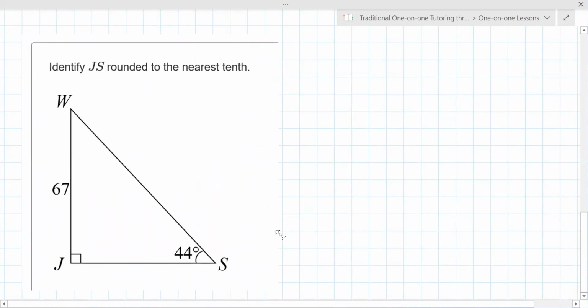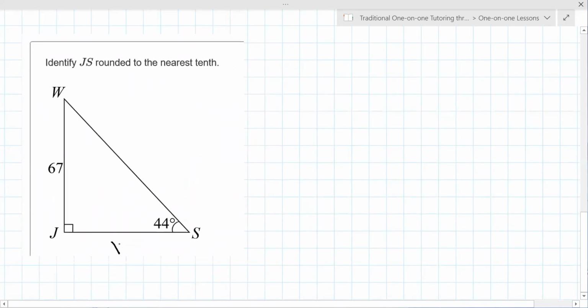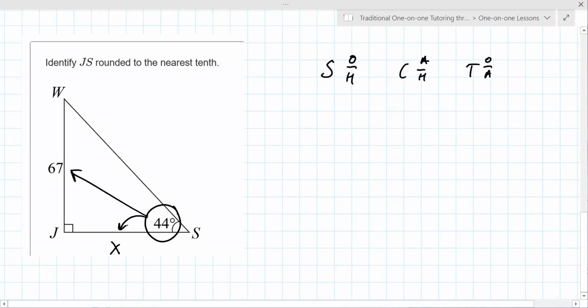Okay, it says identify JS, that's down here, X rounded to the nearest tenth. Again, you get your angle. I need to write SOH CAH TOA. So 44 is the angle, and 67 is opposite. What is X? The hypotenuse is always the longest side, so X would be adjacent. Do you see that the hypotenuse is across from the 90? Which of these three uses the opposite and the adjacent? Tangent.